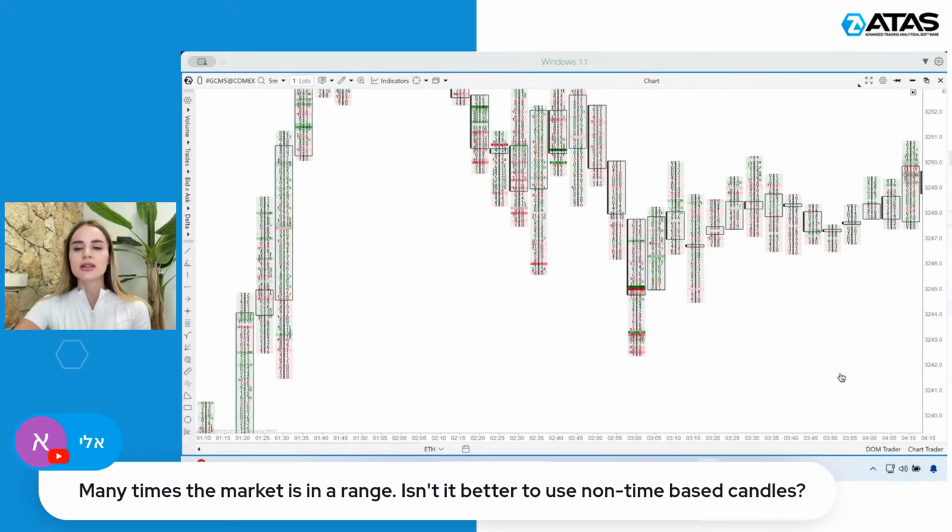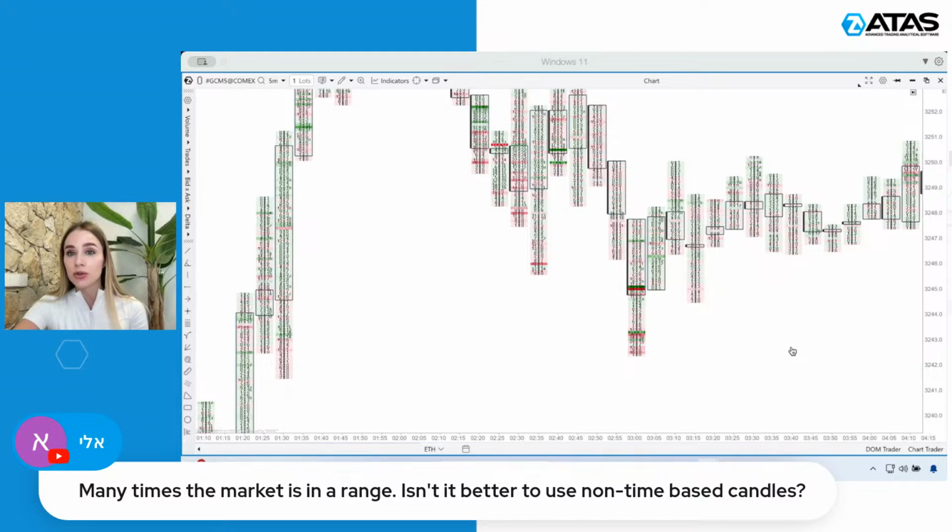Many times the market is in the range. That's true. And I love the range because during the series of webinars, I'm going to be showing you the method of trading after the range, which is using the volume profile. However, if you find it better to use the non-time based candles, like for example the range XV candles or the delta candles, you can use that. But you are right that the market ranges approximately 70% of all the time. So you definitely do need to know what you do in the range.